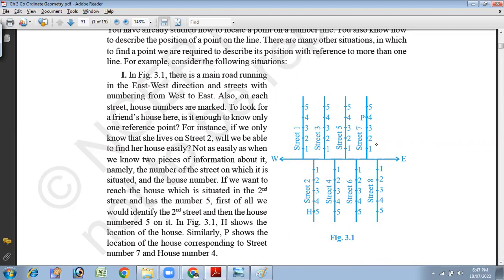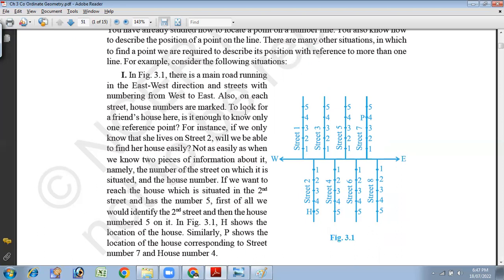Look here, street number 1, house numbers 1 2 3 4 5. Again street number 2, 1 2 3 4 5, street number 3, 1 2 3 4 5, street number 4, 1 2 3 4 5, street number 5, 1 2 3 4 5, street number 6, 1 2 3 4 5. In this way, in all those streets there are different house numbers.